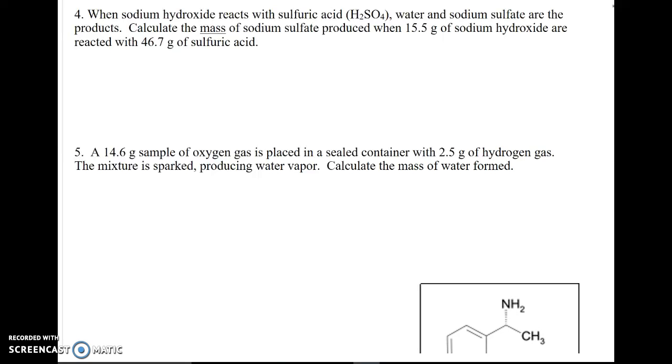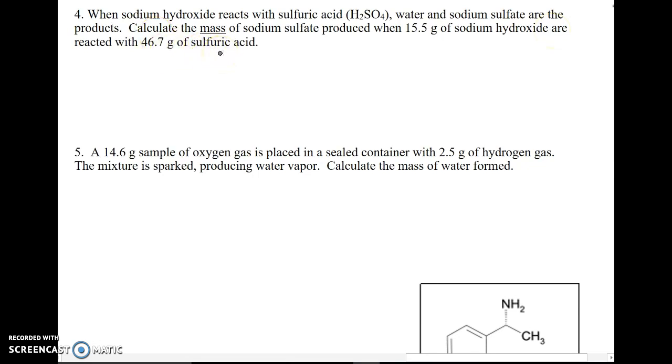All right, now we're looking at limiting reactants. If we take a look at this problem, this is number 4 from your homework. We have sodium hydroxide reacting with sulfuric acid to produce water and sodium sulfate. And you'll notice when you read the problem, it says calculate the mass of sodium sulfate produced when 15.5 grams of sodium hydroxide react with 46.7 grams of sulfuric acid.